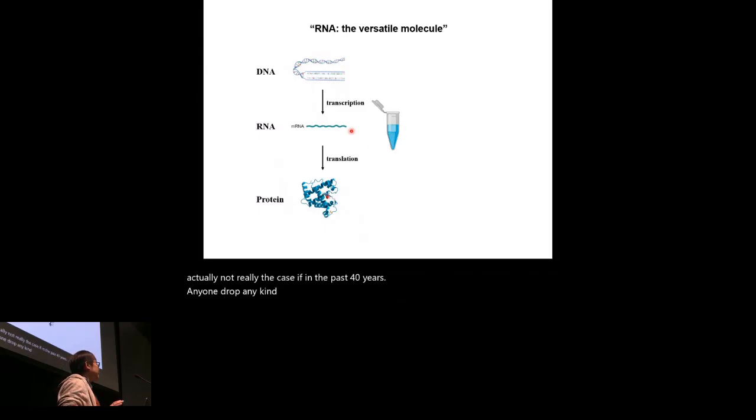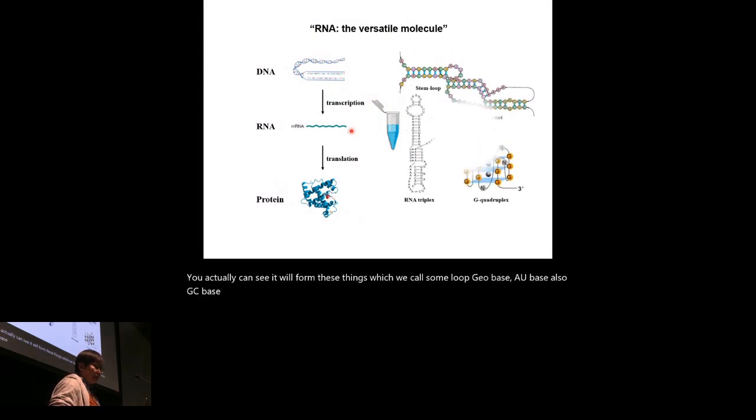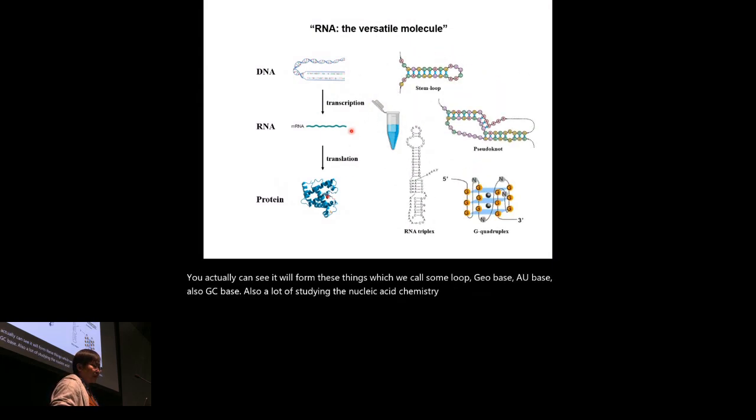In the past 40 years, anyone who drops any kind of RNA with different sequence content will see it form what we call stem loops, GU base pairs, AU base pairs, also GC base pairs. Also, in a lot of studies in the nucleic acid chemistry area, you can find more complicated structures like RNA triplex, pseudoknot, riboswitch type, and also G-quadruplex.